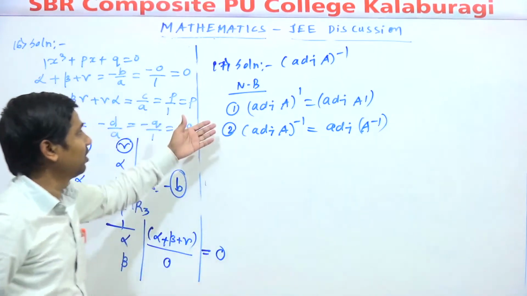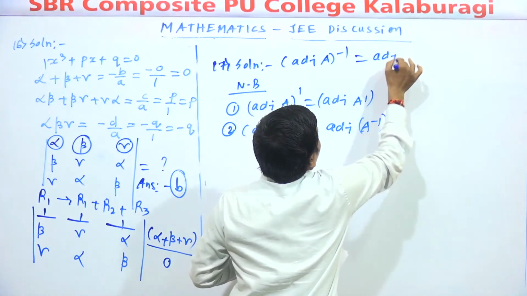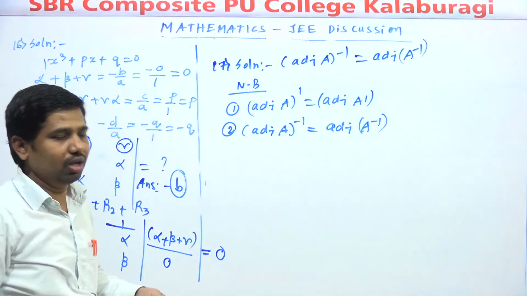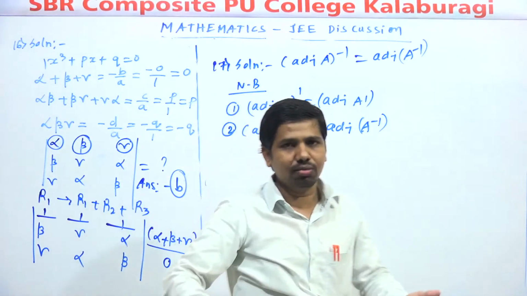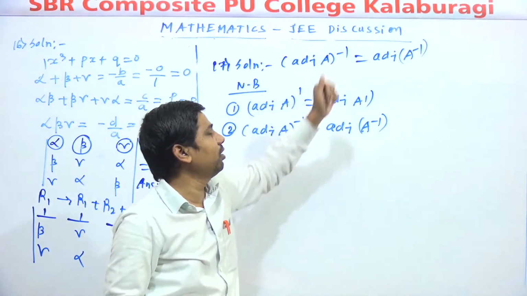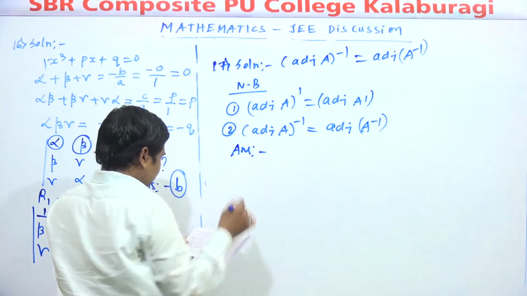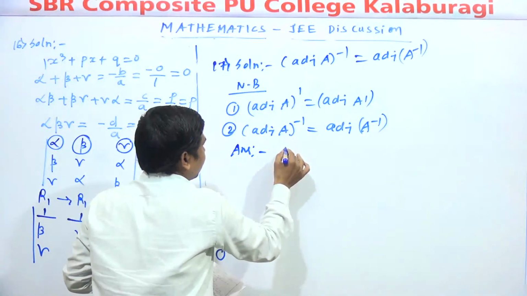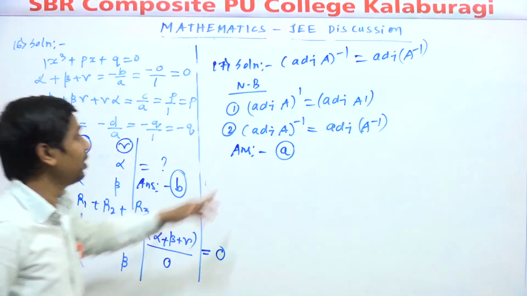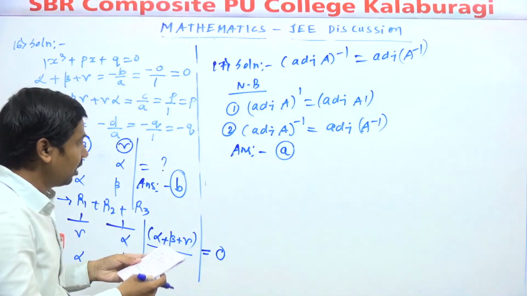So here I can use the two standard results. Adjoint of A whole inverse is what? Adjoint of A inverse. So which option is it? It's the first option. Even if I take any one matrix just for checking purposes, adjoint of A whole inverse is equal to adjoint of A inverse. So that option is A. Adjoint of A whole inverse is the same as adjoint of A inverse, and adjoint of A whole dash is adjoint of A dash. 17.